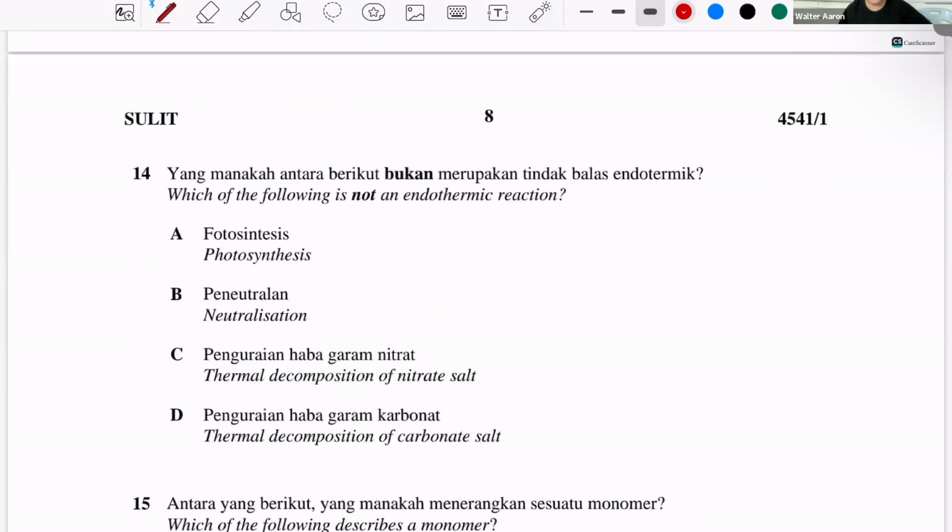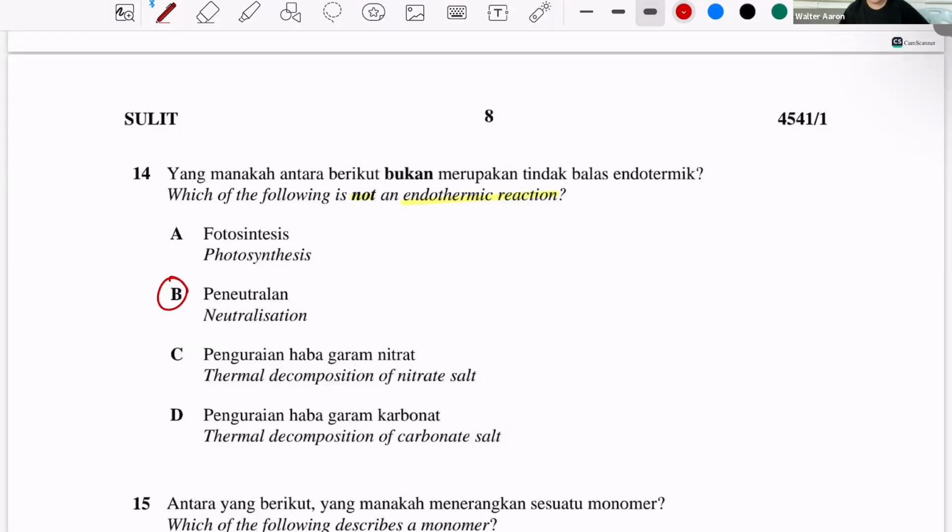14. Which of the following is not an endothermic reaction? The endothermic reaction means reactions that absorb heat from the surroundings. Okay, exothermic releases heat out, endothermic actually absorbs it in. So among all of these for number 14, I guess the answer is only neutralization, which is actually exothermic.